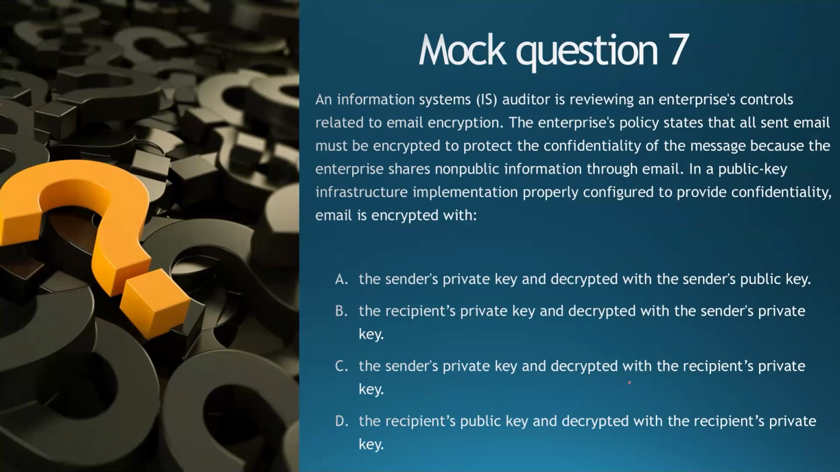An information systems auditor is reviewing enterprise controls related to email encryption. The enterprise policy states that all sent email must be encrypted to protect the confidentiality of the message because the enterprise shares non-public information through email. In a public key infrastructure implementation properly configured to provide confidentiality, email is encrypted with: sender's private key and decrypted with sender's public key; recipient's private key and decrypted with sender's private key; sender's private key and decrypted with recipient's private key; the recipient's public key and decrypted using recipient's private key.